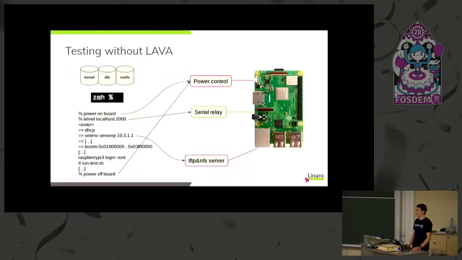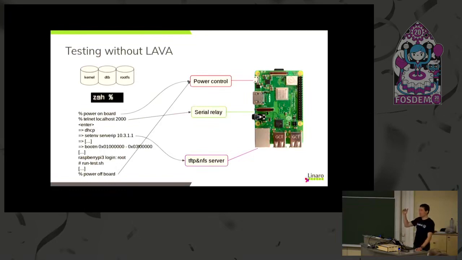So what is it like to test without Lava when you want to test on real hardware? Let's say you have a kernel, a DTB, and a rootfs that you want to test on, this is a Raspberry Pi 3B, if I remember correctly. So you need a way to control the power. You need a way to get the serial output. And in this case, we will boot using TFTP and NFS. So you need a TFTP and NFS server where you will provide the resources. The first thing that you will do is to power on the board. So you launch the script that will power on the board. You connect to the serial connection, using telnet localhost, for example.